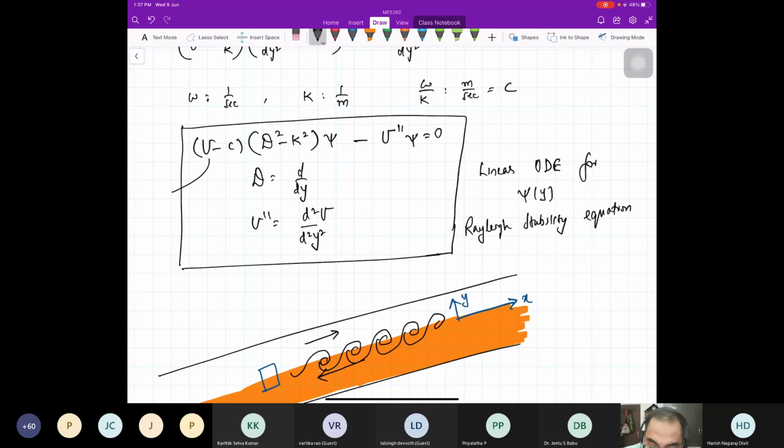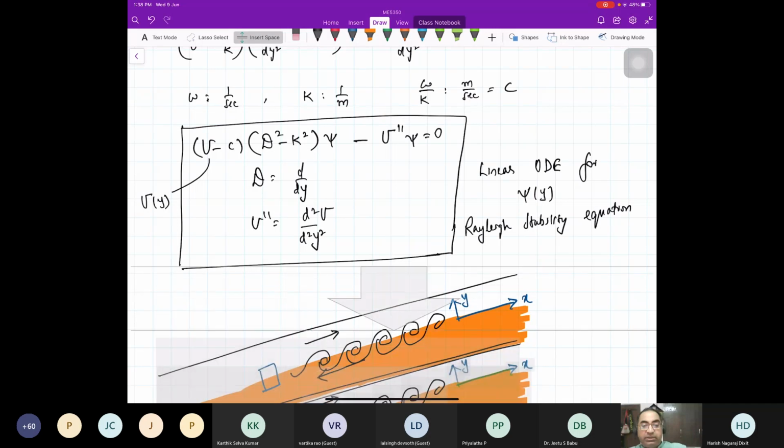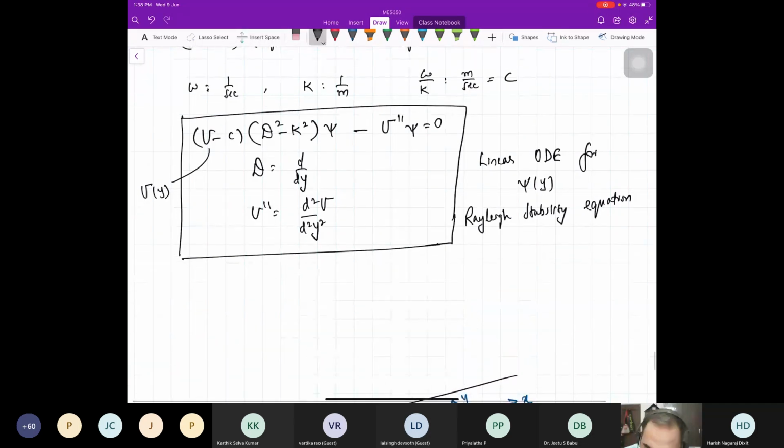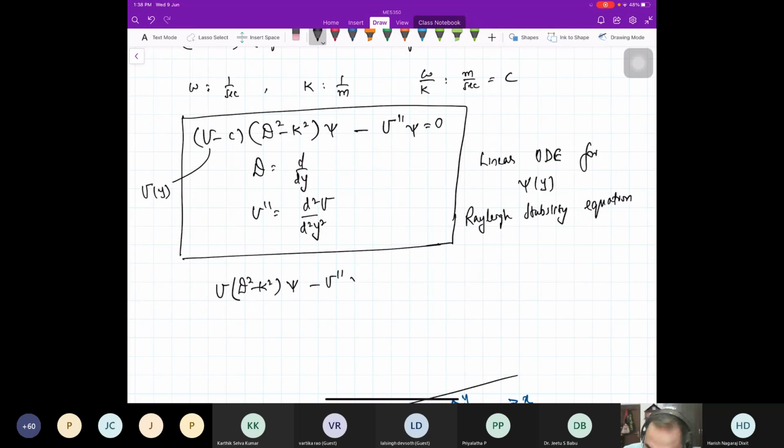This u here in general is a function of y. Further, I can reduce this to one thing I forgot, and maybe I should mention this very quickly. You can always reduce this equation to an eigenvalue problem. How do I reduce this to an eigenvalue problem? I can reduce this to u times d square minus k square of psi minus u double prime of psi is equal to c times d square minus k square of psi.